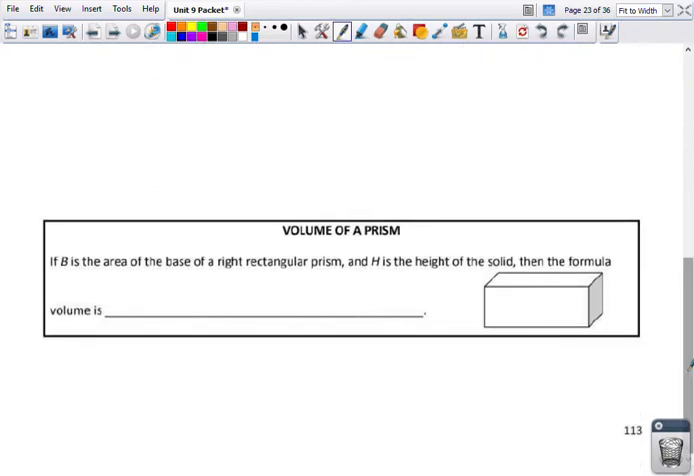So let's just talk about the volume of a prism. We've talked about surface area being just the adding up of the faces, and we have a bunch of rectangles here. Notice it's big B. We were using little b before for the length of the base. This big B is the area of the base of a right rectangular prism. Put a big star here. And H is the height of the solid. How tall is it?